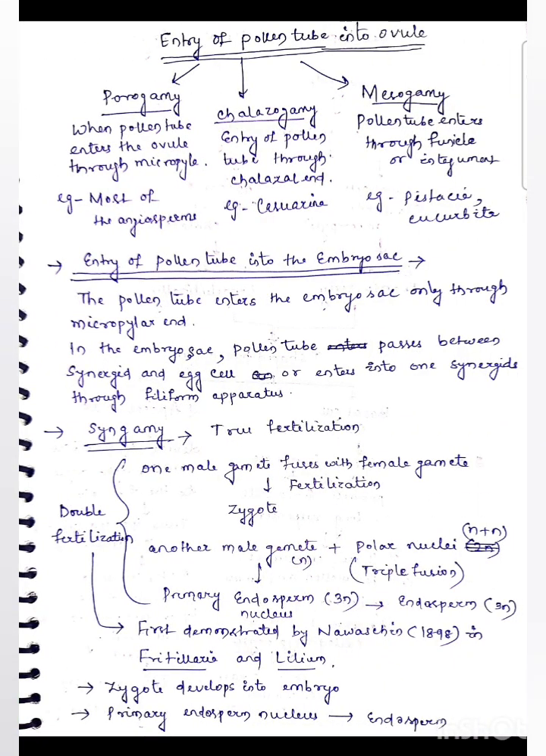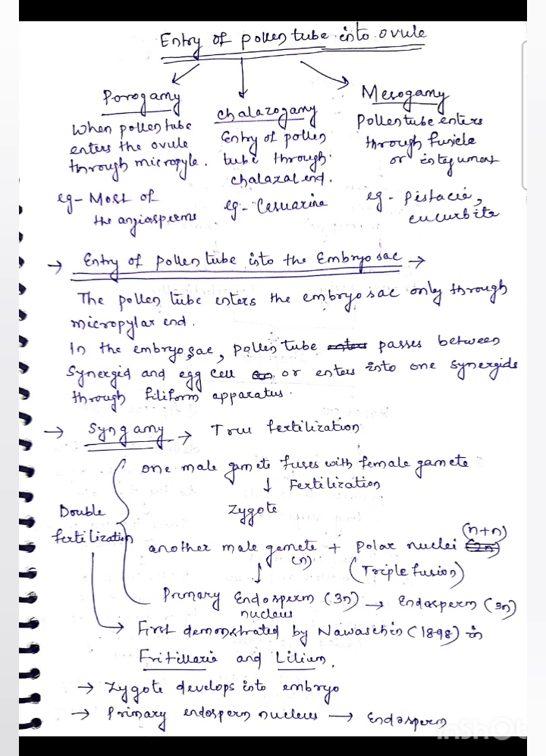Then entry of the pollen tube into the ovule. It can be porogamy, when the pollen tube enters through the micropyle, which occurs in most angiosperms. Sometimes it shows chalazogamy, where entry of the pollen tube occurs through the chalaza, for example in Casuarina. Sometimes it shows mesogamy, where the pollen tube enters through the funicle or integument, for example in Pistacia and Cucurbita.